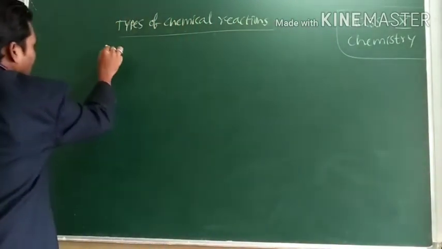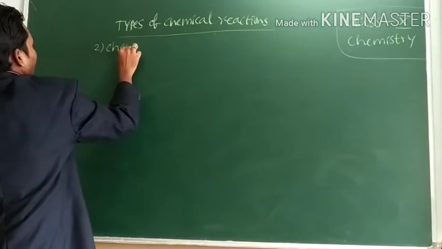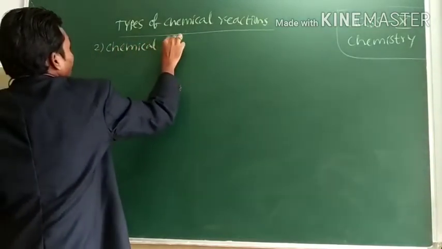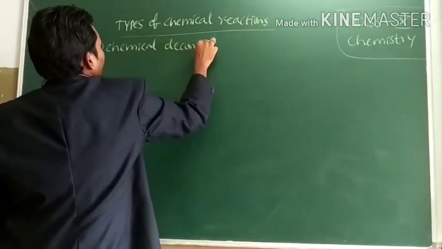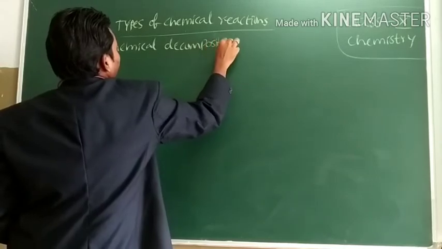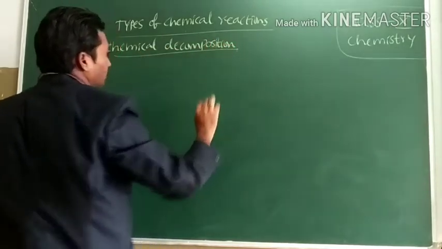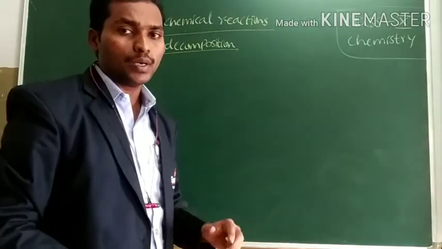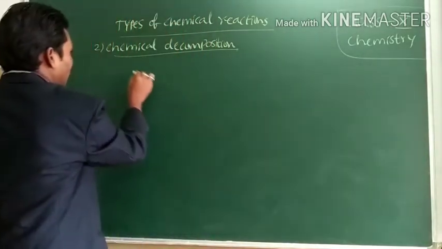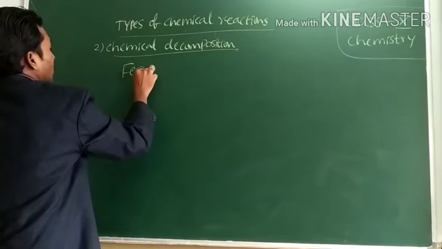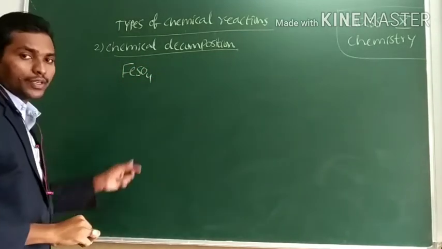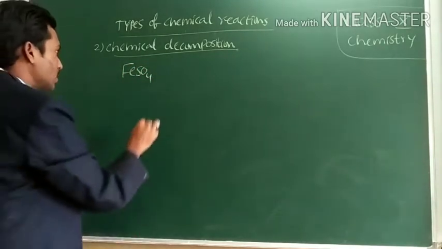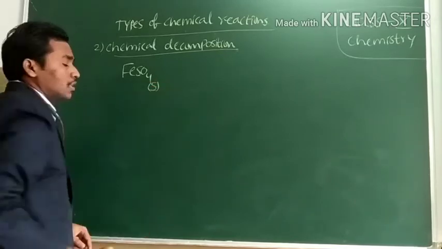Chemical decomposition reaction. Let us consider a few grams of ferrous sulfate. The chemical formula of ferrous sulfate is FeSO4. It is in a solid state.